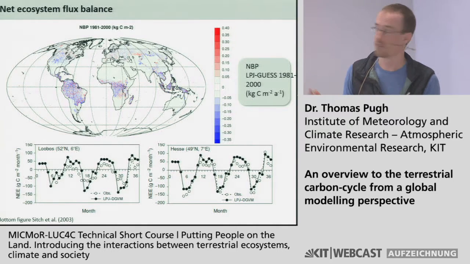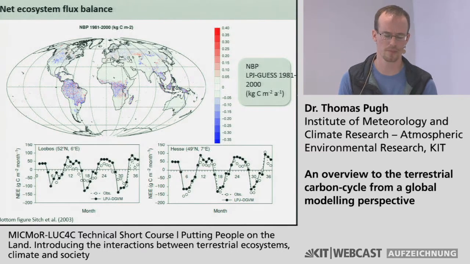So this is just the net ecosystem flux balance. It looks very similar in terms of the spatial breakdown to the GPP. So we have generally a high uptake in the tropics, and also some uptake in the northern mid-latitudes, but smaller. But this is basically the spatial breakdown of that net terrestrial sink that Joe pointed out earlier.